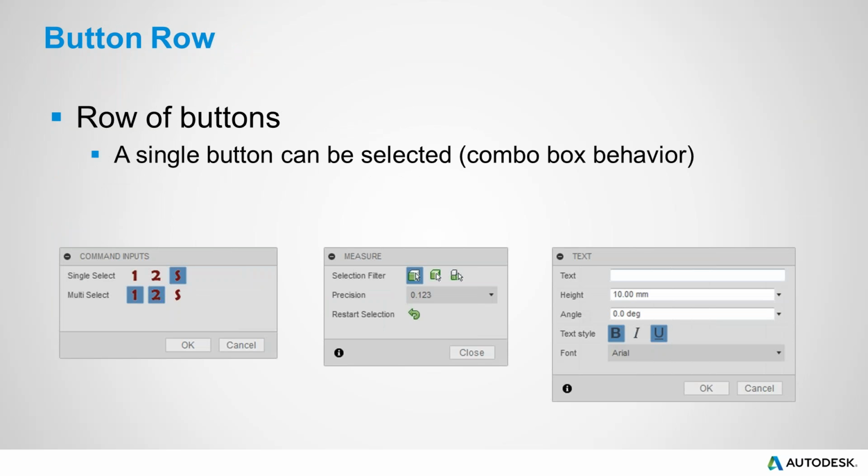You can create rows of buttons, and there's two flavors of this. You can have a single row where a single button in the row can be selected. So it kind of has a combo box behavior that only one item can be picked. And so that's shown in, well, Fusion uses it, for example, in the selection filter. So you pick one of these ways to do the selection in the measure command.